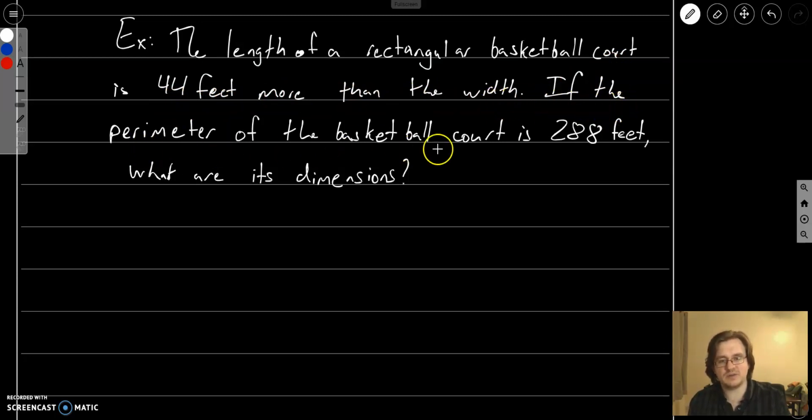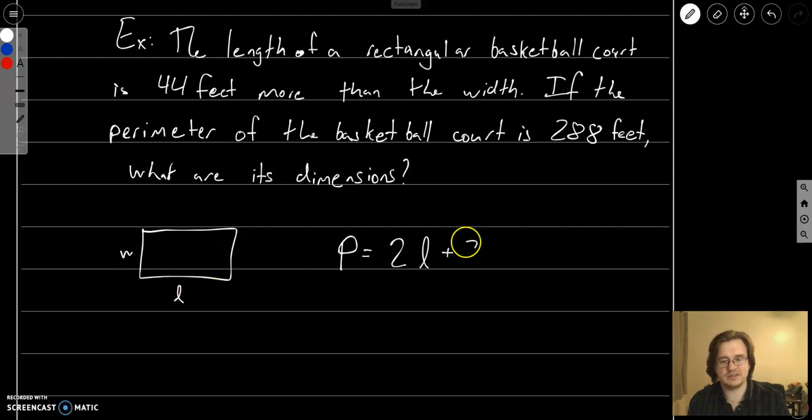If the perimeter of the basketball court is 288, what are its dimensions? So we're trying to figure out what the width and what the length of the basketball court is. Again, if we have a rectangle, we will have the length and the width. And we know that the perimeter is just going to be twice the amount of the length, one for both sides, plus twice the width, because we'll have to travel on both sides.